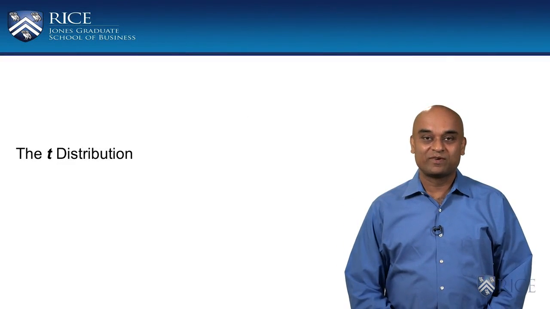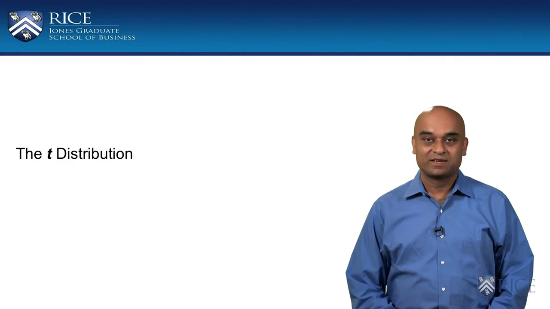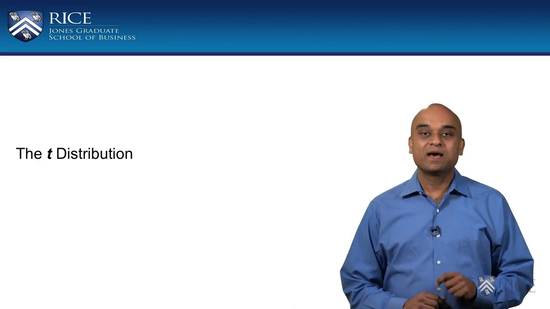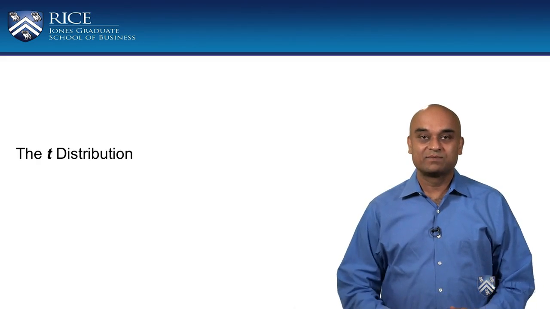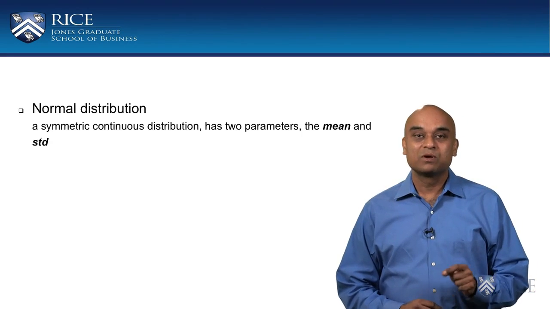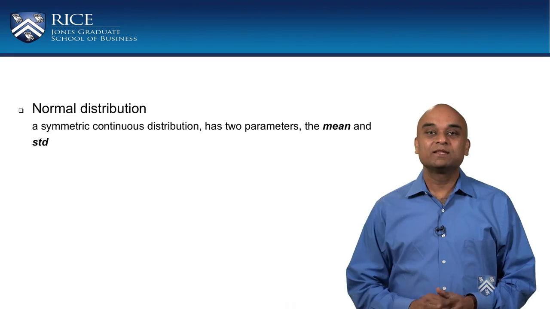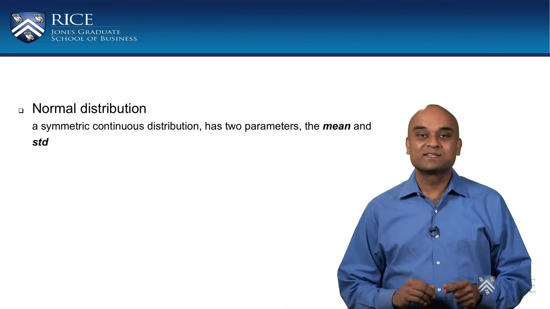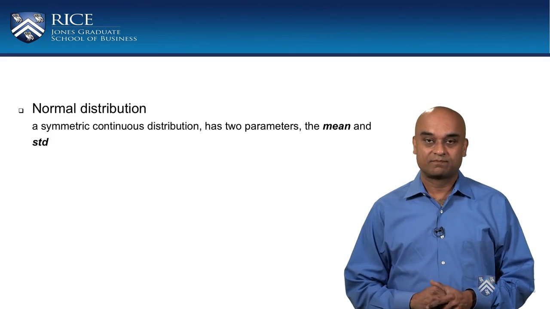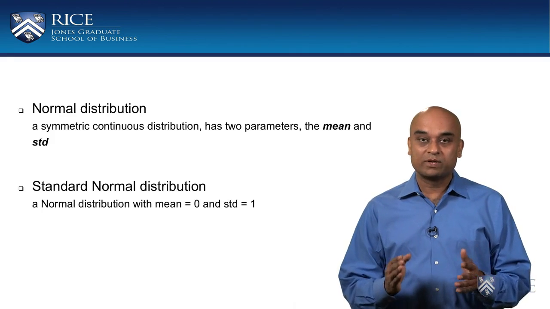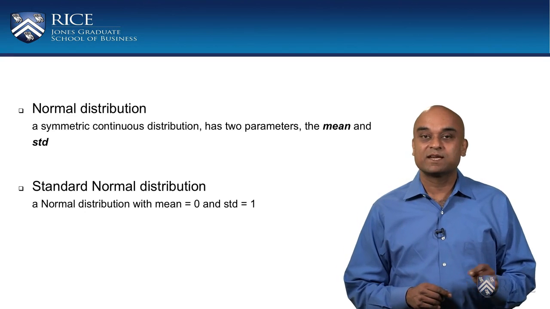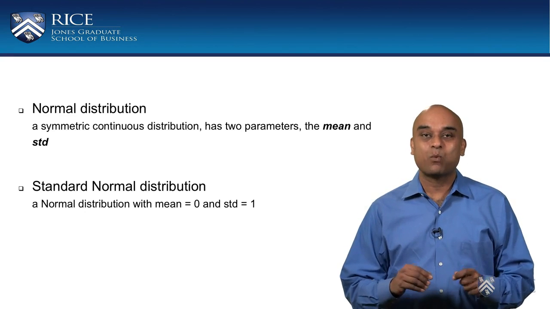Before we introduce the confidence intervals and hypothesis testing, some very important business statistics tools, we need to introduce yet another continuous distribution, the T distribution. We introduced in course 2 of the specialization the most popular continuous distribution, namely the normal distribution. The normal is a symmetric continuous distribution with two parameters, the mean and the standard deviation. We also introduced the standard normal distribution, which simply is a normal distribution with a mean fixed at 0 and standard deviation fixed at 1.